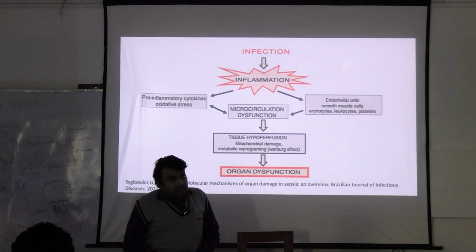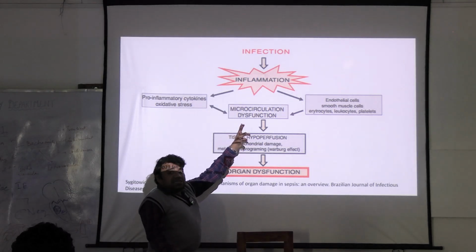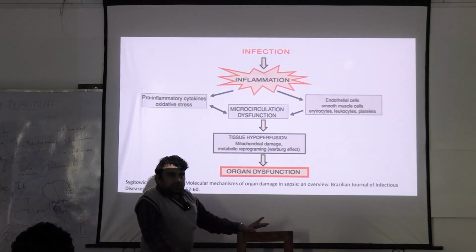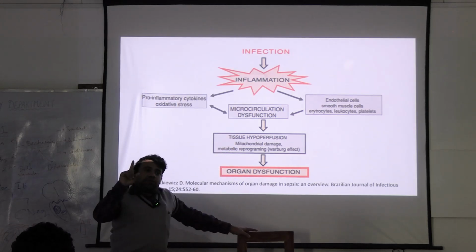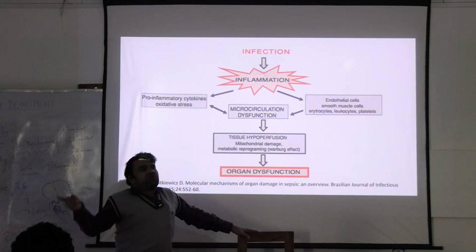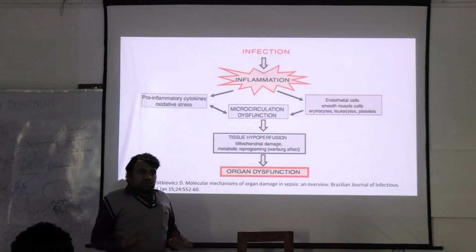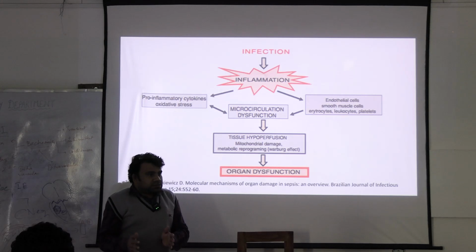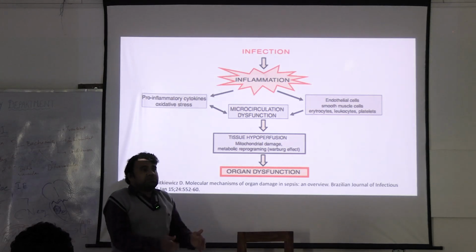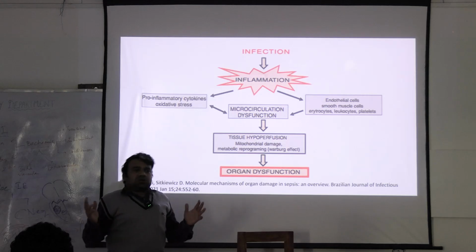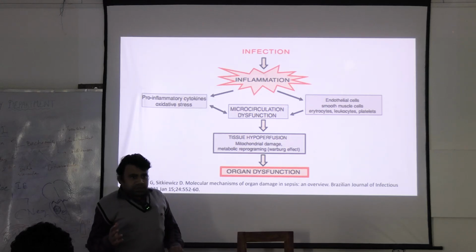Have you understood? Now, what is the initial cause of this? It's inflammation. Inflammation can occur because of infection and because of other things also. Get this clear today only. So sepsis results from inflammation. Many a time infection leads to inflammation. Many other causes of inflammation are also there. Okay.